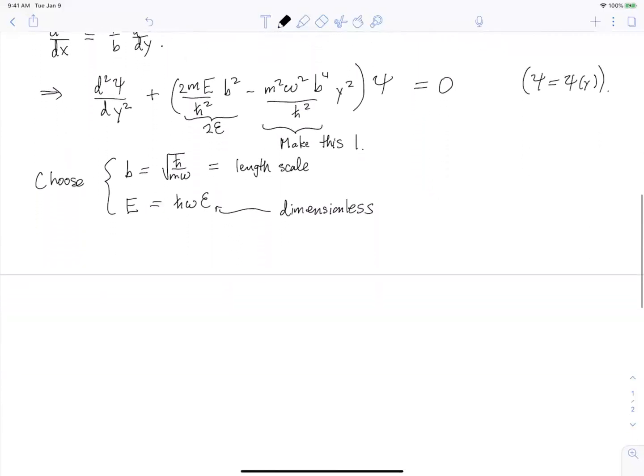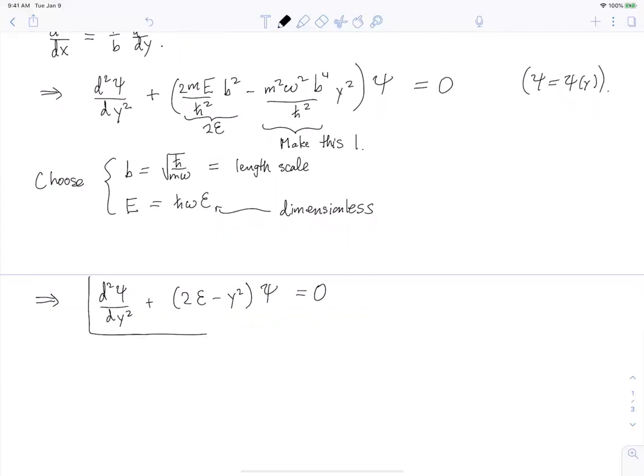And in fact, in this case now, the differential equation looks like 2 derivatives of psi plus 2 times curly e minus y squared times psi equals 0. Okay, so we've gotten rid of all the dimensionful quantities. We just have this differential equation to solve.